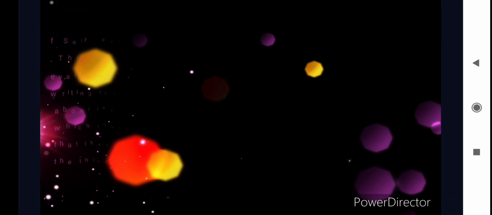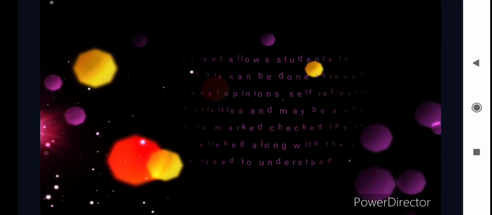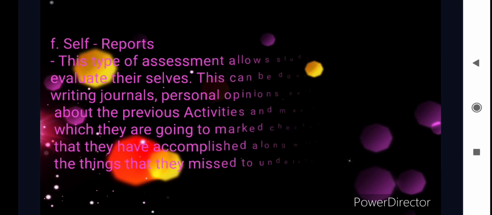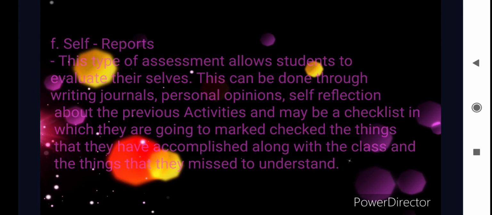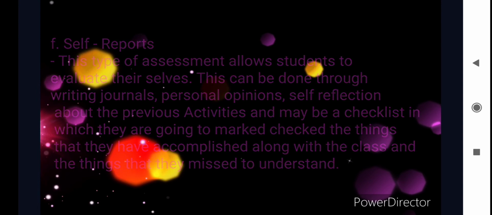And lastly, F. Self-reports. This type of assessment allows the students to evaluate themselves. This can be done through writing journals, personal opinions, self-reflection about the previous activities, and maybe a checklist in which they are going to check the things that they have accomplished along with the class and the things that they have missed to understand.